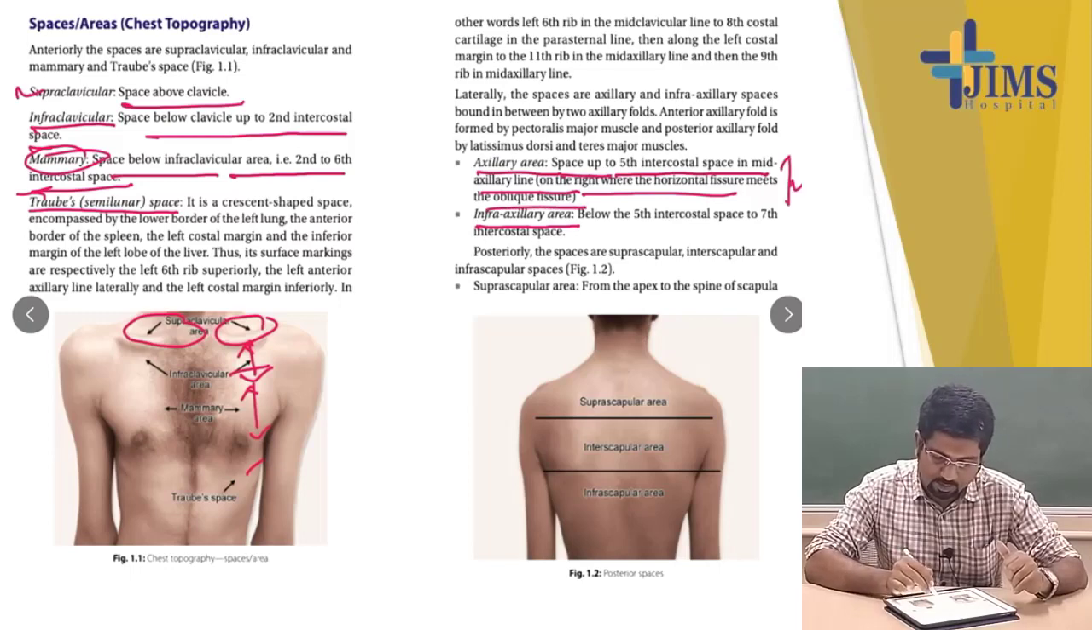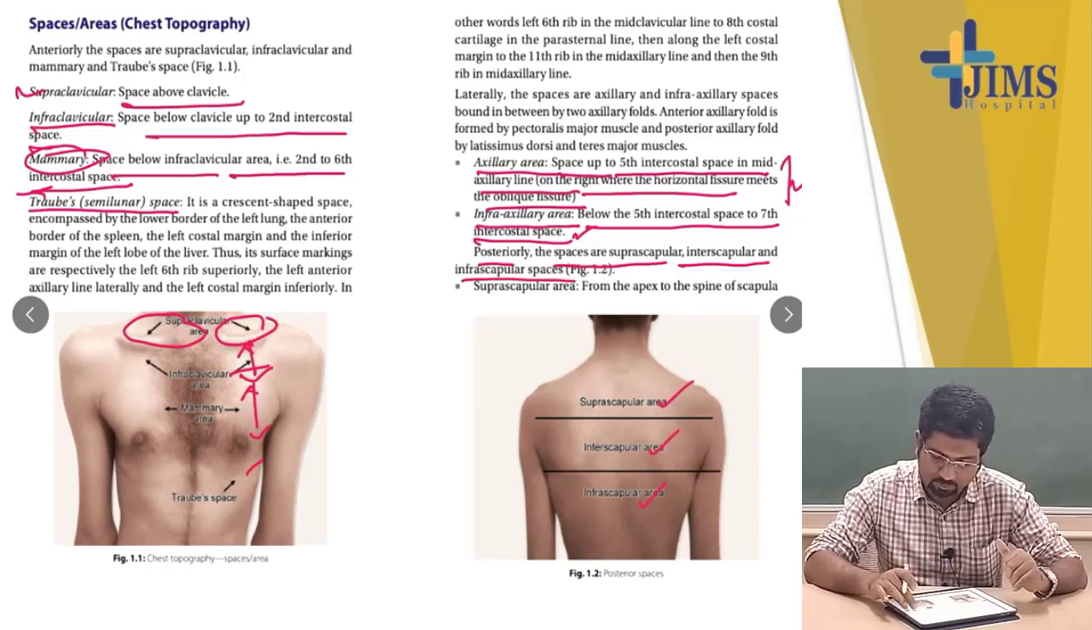There is the axillary area and infraaxillary area below the fifth intercostal up to the seventh intercostal space. And posteriorly the spaces are suprascapular, interscapular, and infrascapular spaces.